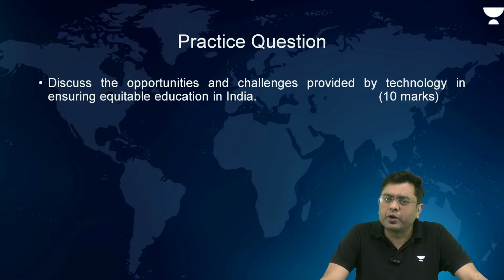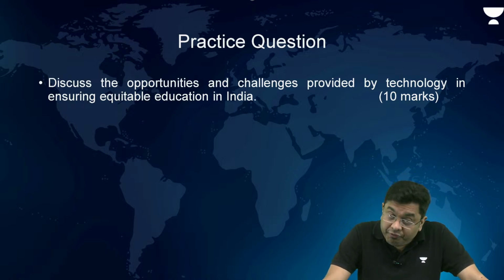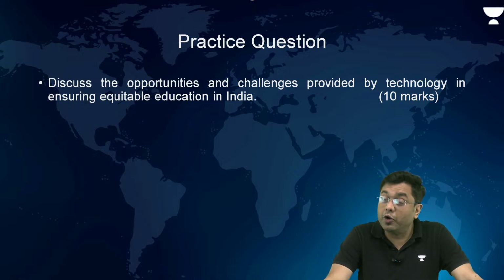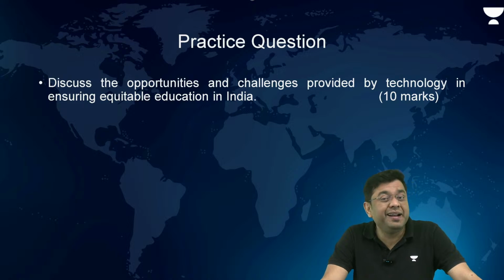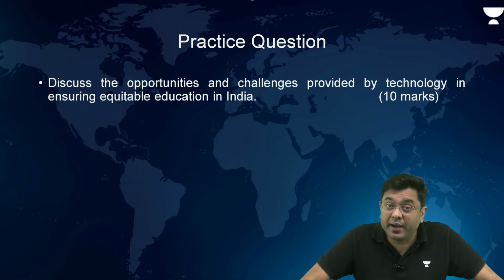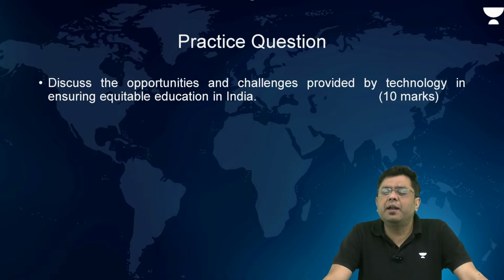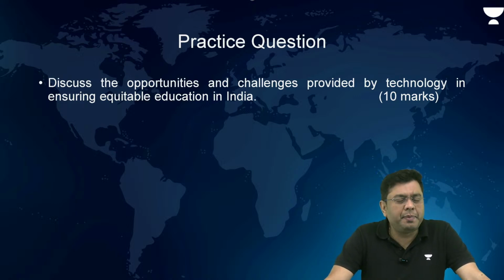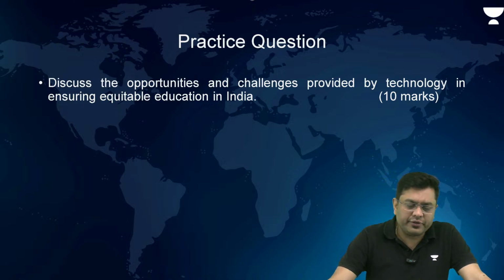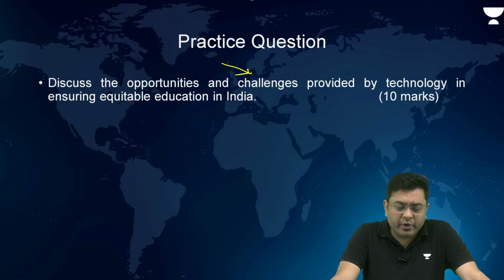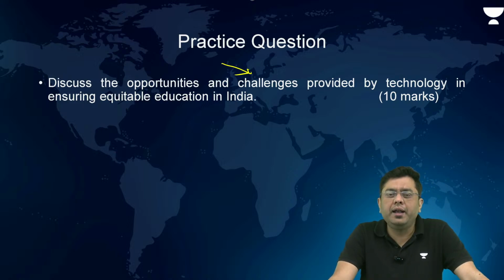Now, what is the question that you expect out of it? You should expect a question out of this. When it comes to technology and education, there was an earlier essay question which was asked. Nowadays, because essays are mostly philosophical in nature, you don't find that kind of a direct question. But obviously in the answer, you can use this. And then in GS paper 3, you do get these kind of questions. Discuss the opportunities and challenges provided by technology in ensuring equitable education in India.